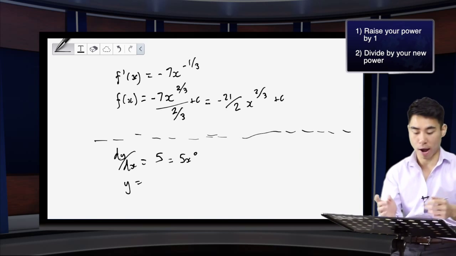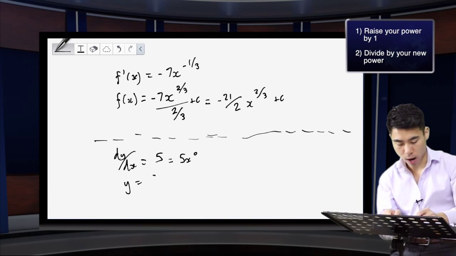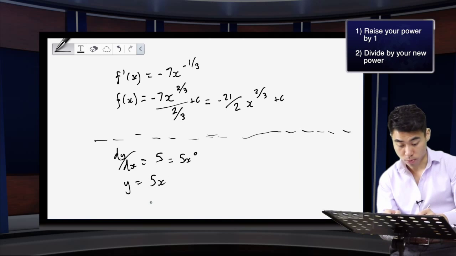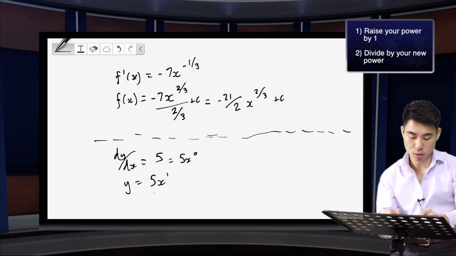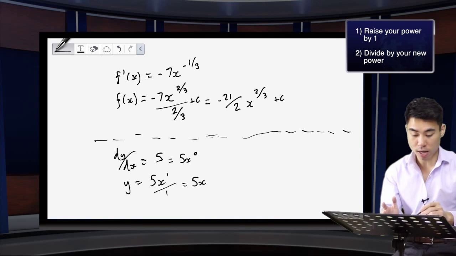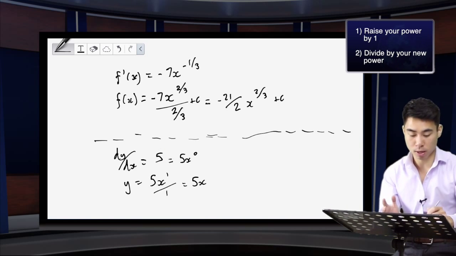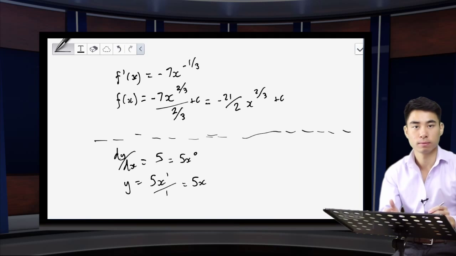Now, if you look at it in this way, if I follow my rules and I raise my power by 1, I now have 5x. Essentially, I would have a 1 up there. I'm not going to write my 1, and then I divide through by my new power, and it would just leave me with 5x to the 1 over 1, or just, let's write this out for completeness, 5x. So, important thing to take from this is that when you are integrating a constant term, it's then going to become a linear term. So you're going to actually reintroduce an x back into that function there.